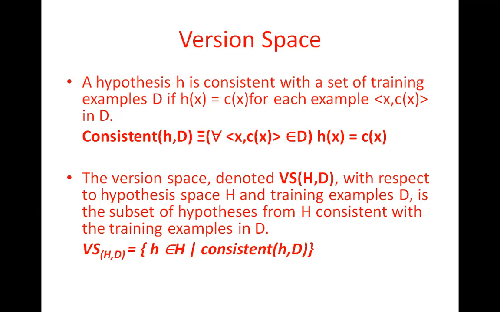Okay, so version space is nothing but a subset of H. Version space is equal to small h that belongs to capital H, but this h has to be consistent with all the data, all the examples. Okay, that is version space.